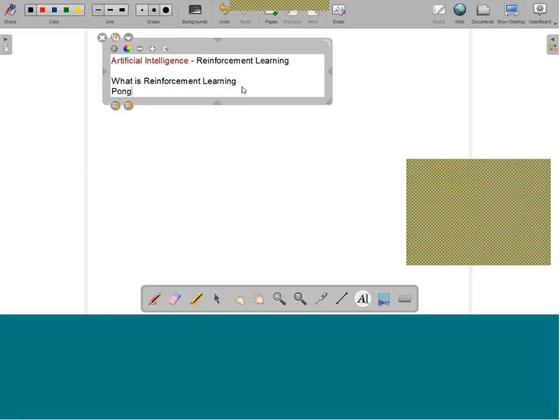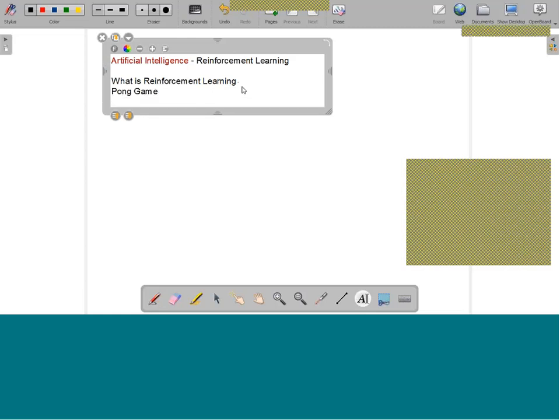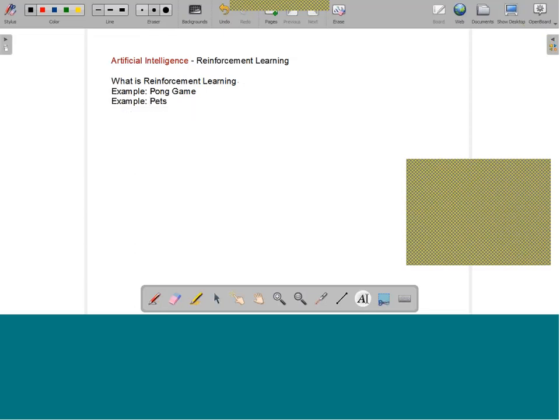So I'm writing here Pong game, and also here pairs. So these are two examples that we have discussed, and this is the Pong game. We have discussed these two examples for reinforcement learning.